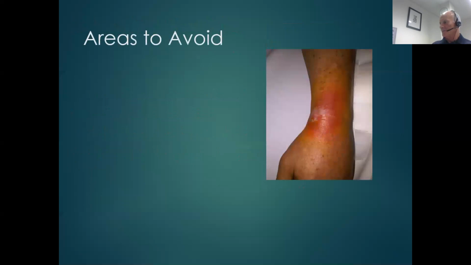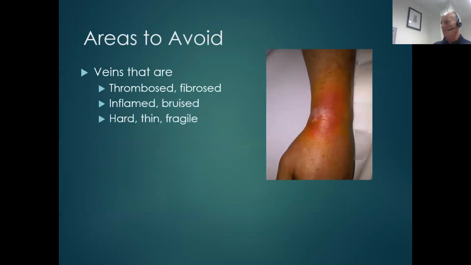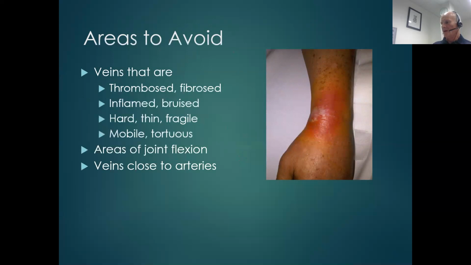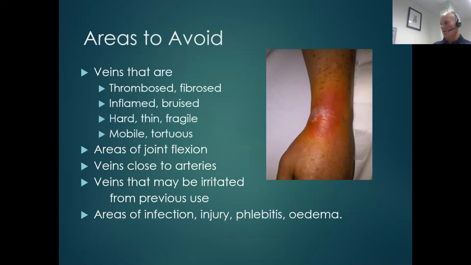Areas to avoid. Veins that are thrombosed or fibrosed, inflamed or bruised, hard, thin or fragile, or if they're mobile or tortuous. Unfortunately, some people have all these and they're very hard to cannulate. Areas of joint flexion we definitely want to stay away from. Veins close to arteries, veins that may be irritated from previous use, areas of infection, injury, phlebitis, edema.